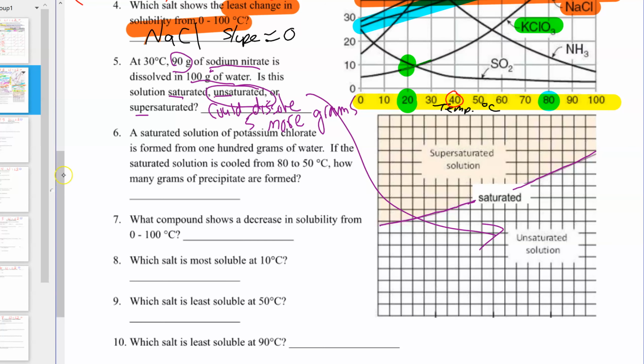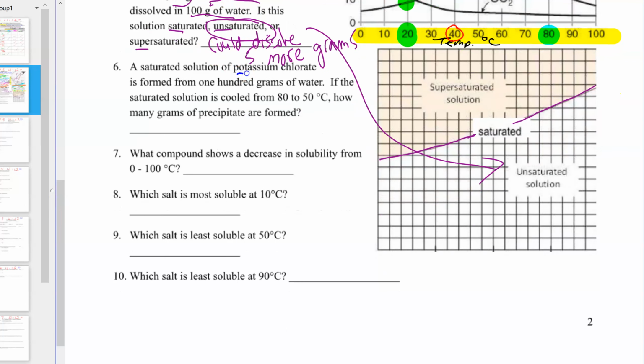Next one here. A saturated solution of potassium chlorate. So what that just told me is that we're going to be on the line for potassium chlorate, which is formed from 100 grams of water. Okay, so we can use the chart. If the saturated solution is cooled from 80 to 50, how many grams of precipitate are formed?